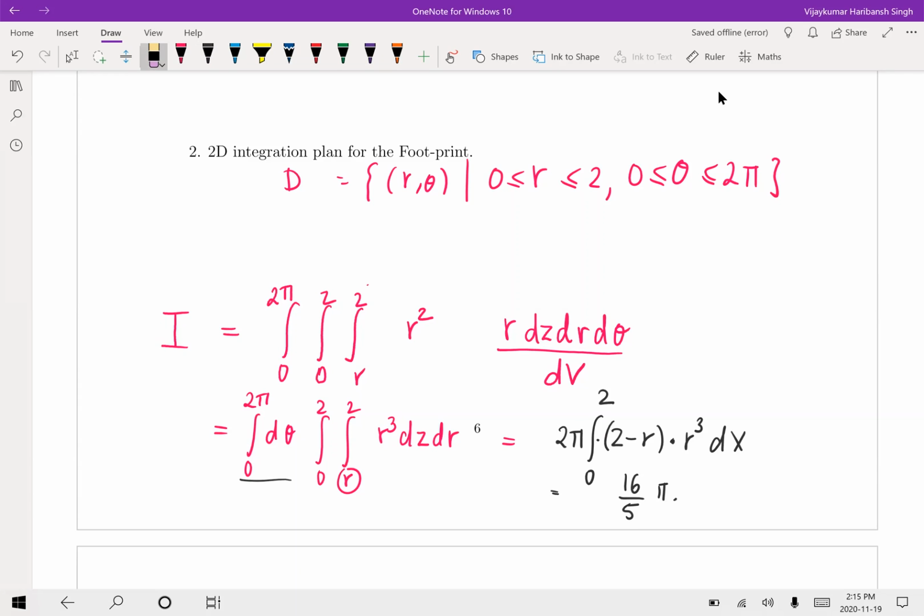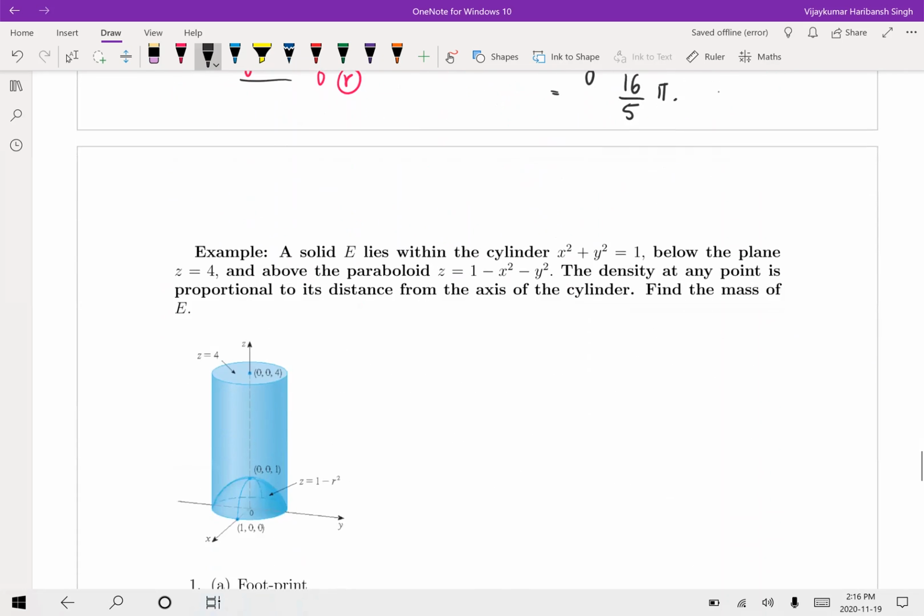All right, so by mistake this has r, right? Okay. All right, so this is the process. Okay, now let's look at another example.